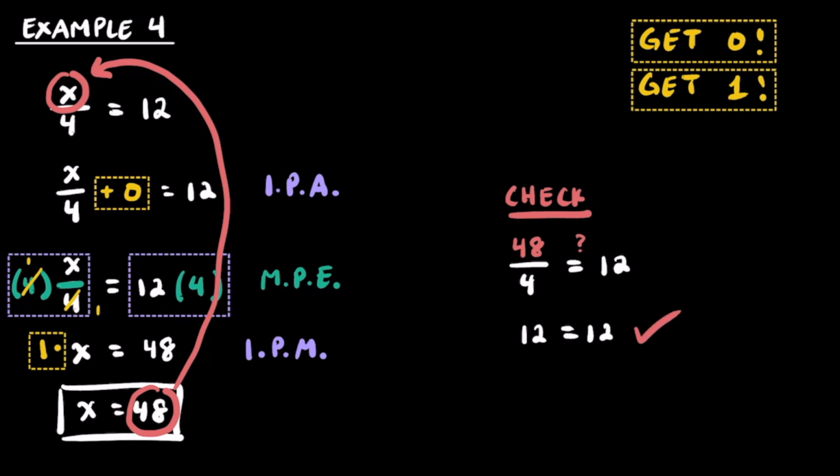And there you have 4 different examples of solving one-step equations using the 4 different properties of equality with the 4 different operations.